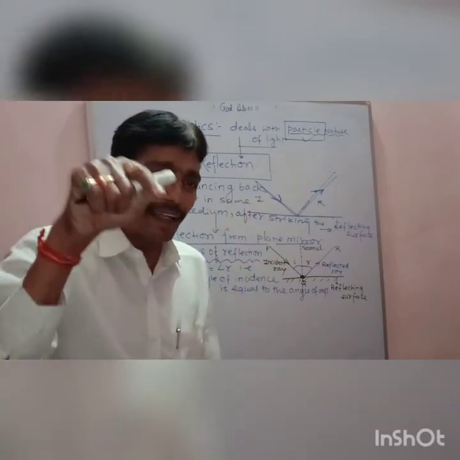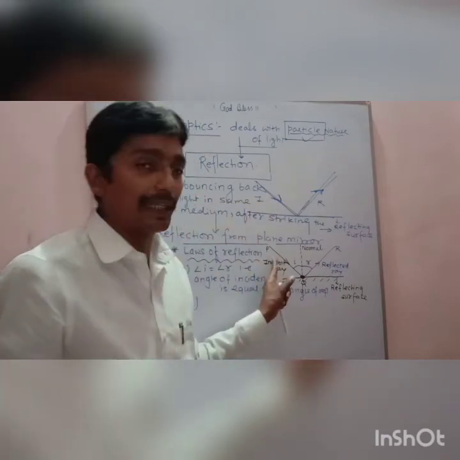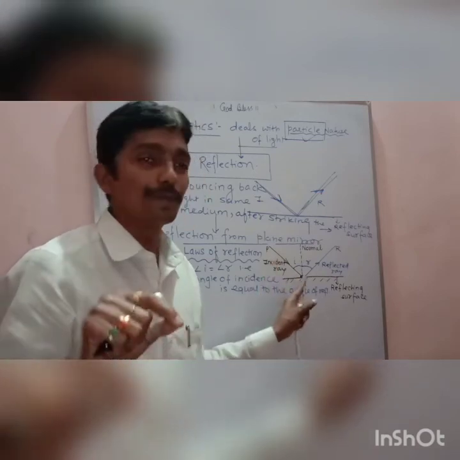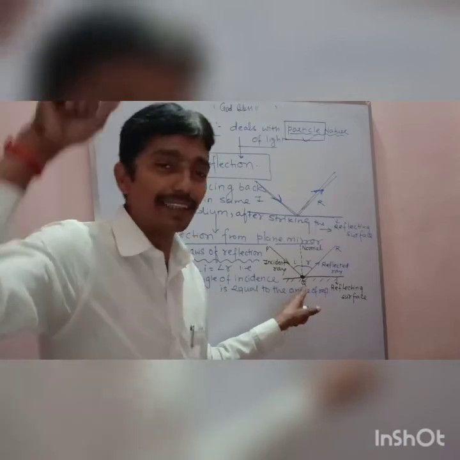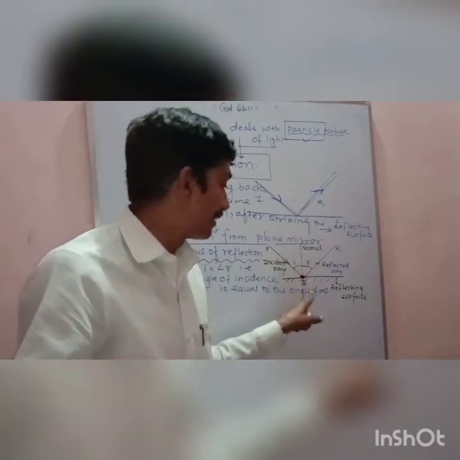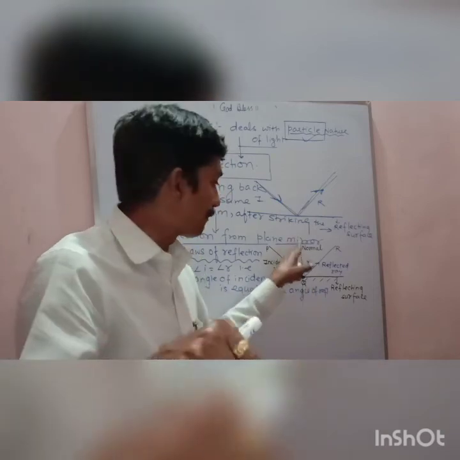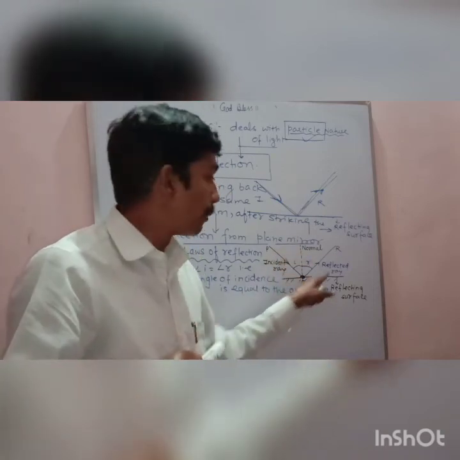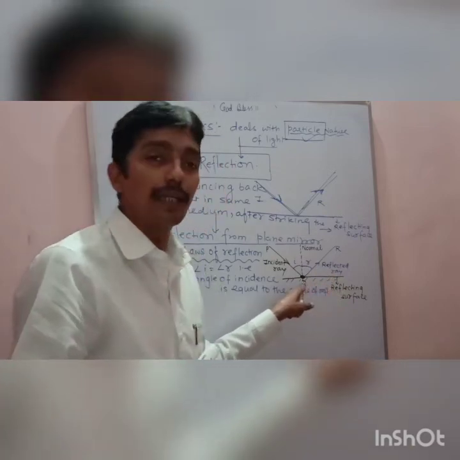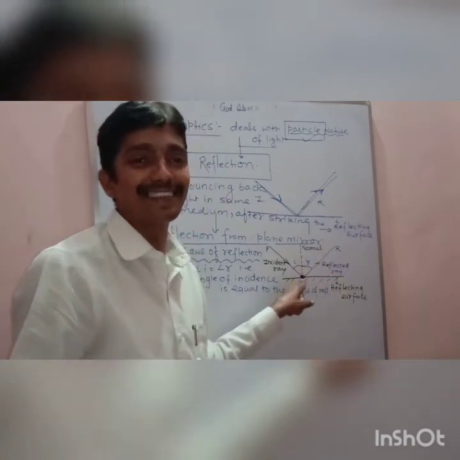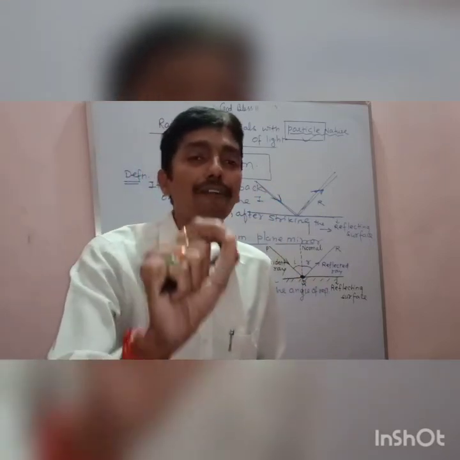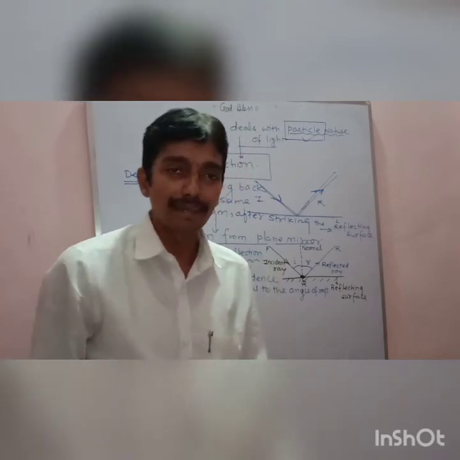What is the point of incidence for all these three? The incident ray is PQ, yes or no? So what is the point of incidence? Q. Q is the point of incidence. What is the point of incidence for the normal ray? Q. Q is the point of incidence for the normal ray also. What is the point of incidence for the reflected ray? Again Q. Q is the point of incidence. So these three rays have the same point of incidence in the diagram.